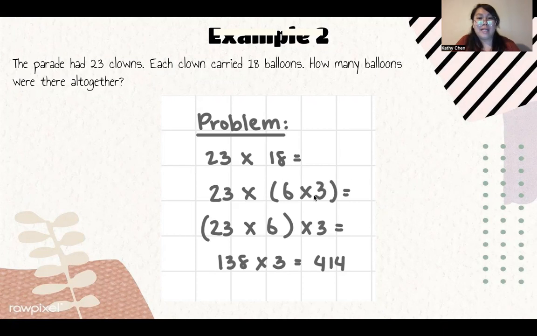The student broke apart 18 and found factors of it, which they determined was 6 times 3. So then the student wrote 23 times 6 times 3. Then they regrouped it and focused the first multiplication problem to 23 times 6, which gave them 138. And then they multiplied that by 3, or they tripled it. So 414 was their answer. So they had 414 balloons all together.